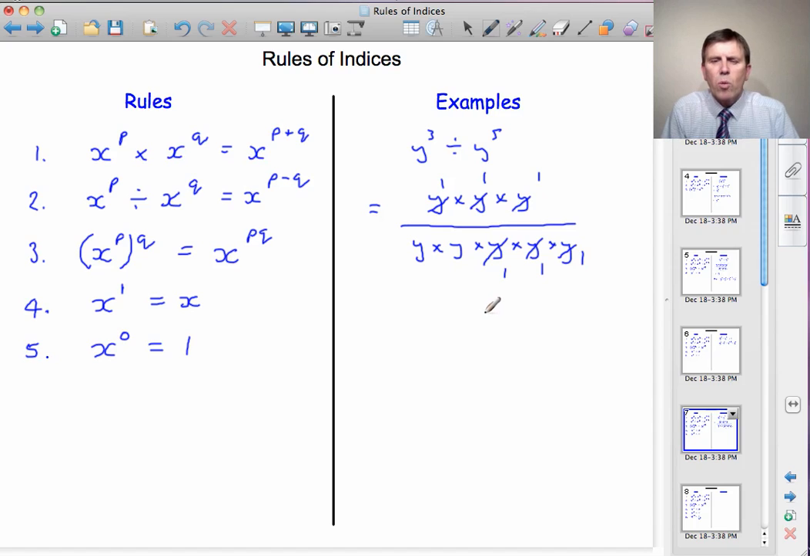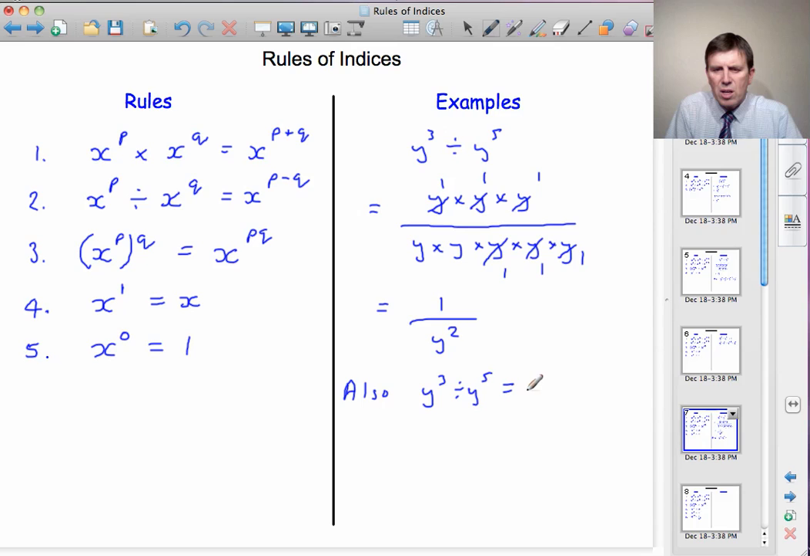But this time I've run out of y's on the top. So on the top I've got 1 times 1 times 1, which is 1. And on the bottom I've got y times 1 times 1 times 1. So the y times y gives me the y squared. Now, to be consistent with our second rule, y cubed divided by y to the power 5 must be y to the 3 minus 5, which in turn is y to the power minus 2.